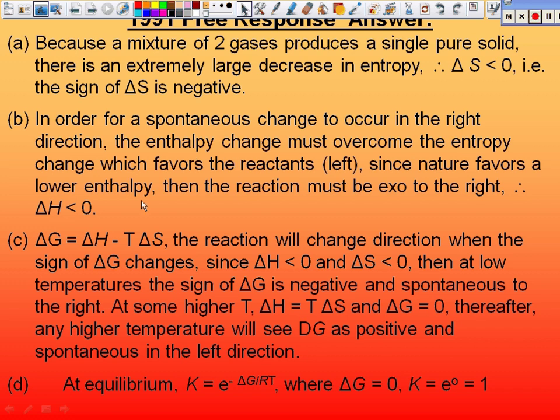All right, this one: delta G is delta H minus T delta S. The reaction will change direction when the sign of delta G changes. Hence, delta H is negative and delta S is negative. Then at low temperatures, the sign of delta G is negative and spontaneous to the right. At some higher temperature, delta H is equal to T delta S and delta G is 0. Therefore, at any temperature higher, we'll see delta G as positive and spontaneous in the left direction.